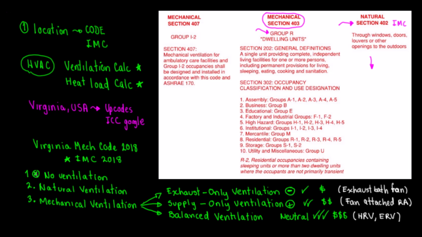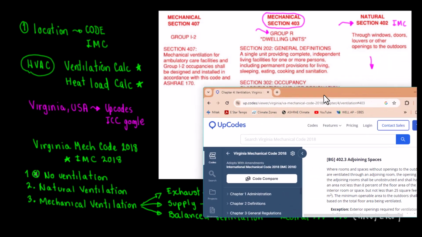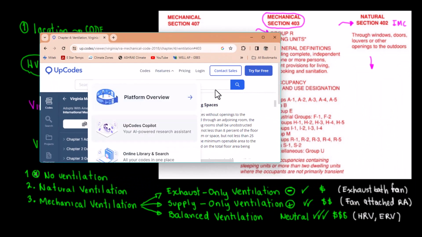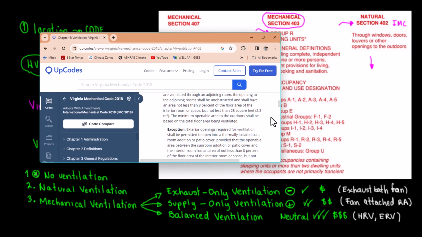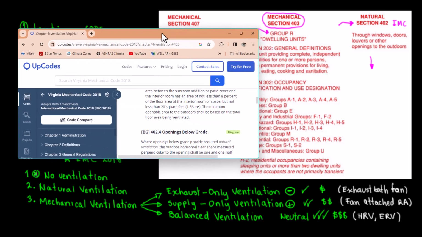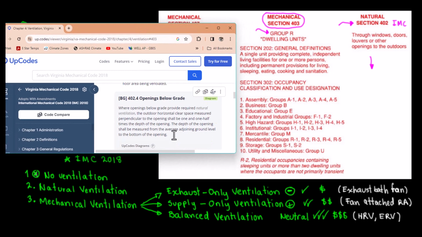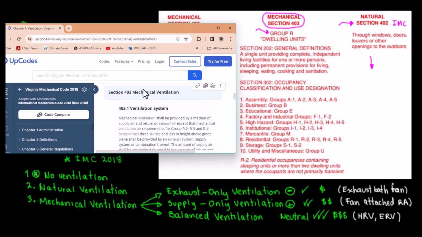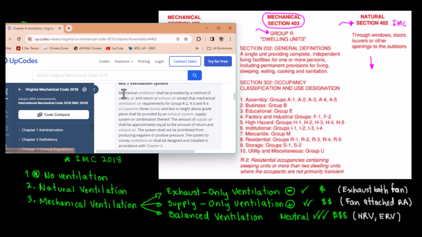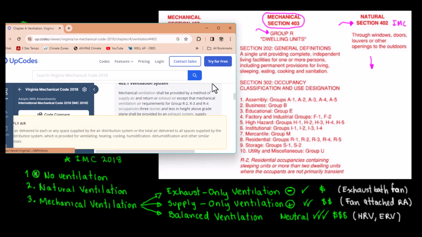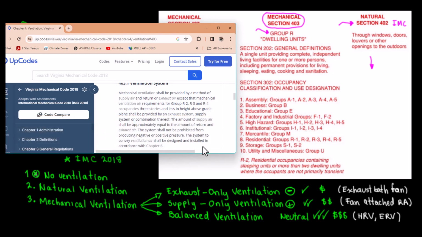So in fact, I'm going to bring this page onto this side. Here we go. I'm going to put this on the side right there. And then you go to section 403, mechanical ventilation. In section 403, they define that mechanical ventilation shall be provided by a method of supply air. Now you know the method right here, supply only, right? And return or exhaust air.